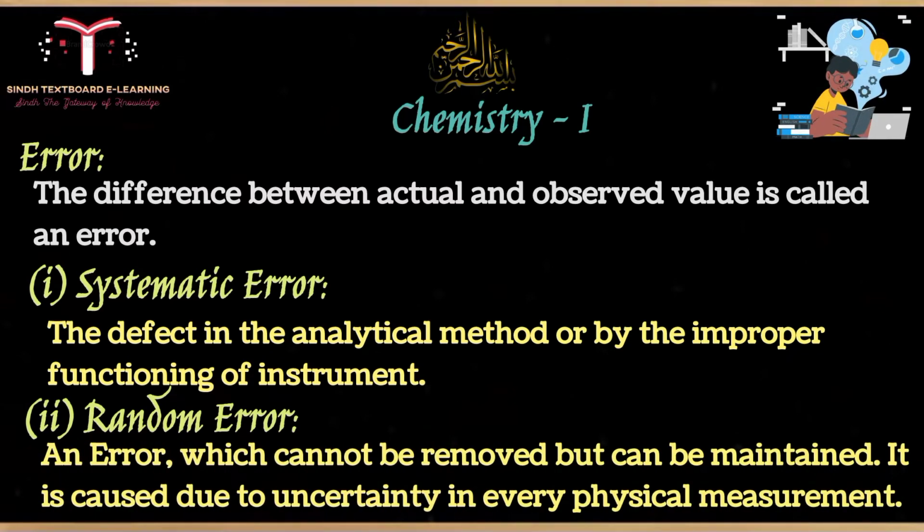Random error is an error which cannot be removed but can be minimized. It is caused by the uncertainty in every physical environment. So every physical environment or instrument has some uncertainties which cannot be removed but can be adjusted.